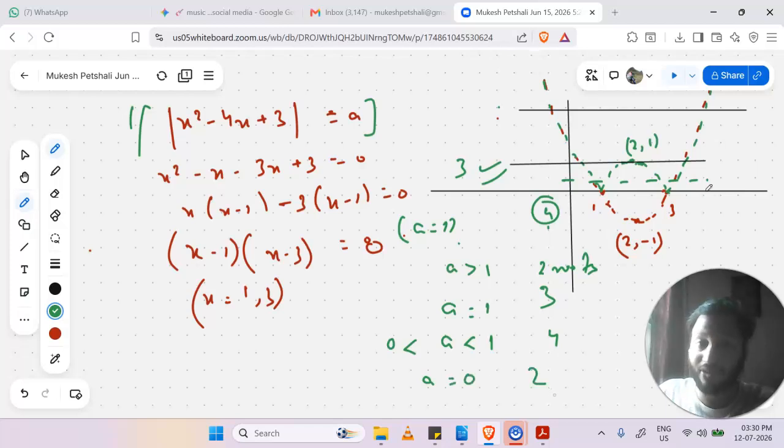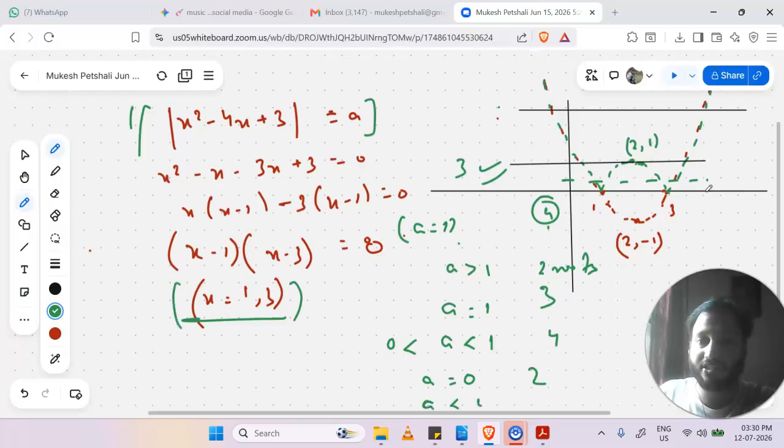And what if a is equal to 0? Again, 2 roots are there, which are exactly the roots of this quadratic equation, 1 and 3. If a is less than 0, no roots are there.